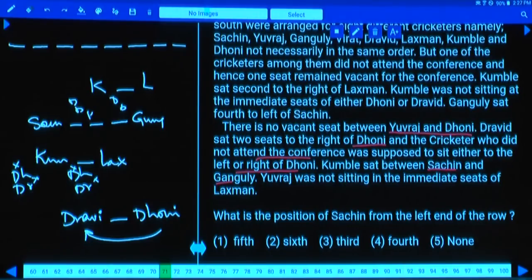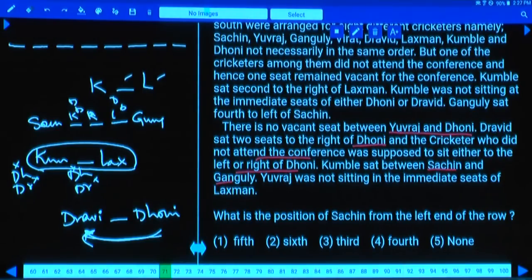Let us take for example, if Kumble is at this place. Kumble cannot be at this place because Lakshman should be here. Can Kumble be at this place? If Kumble is here, Lakshman can be here, that is one possibility. Then Kumble and Lakshman, now this Kumble cannot be adjacent to Dhoni and Dravid, and between Dhoni and Dravid there are two more persons, isn't it?